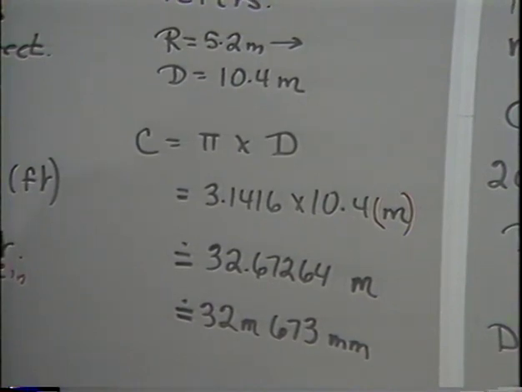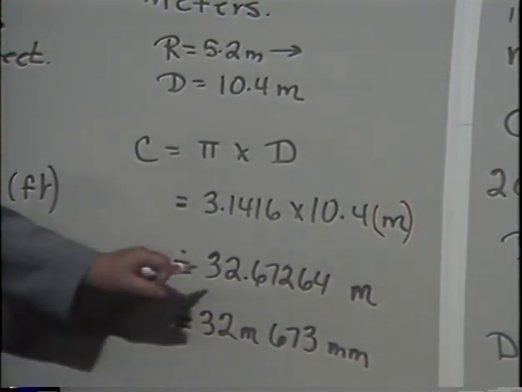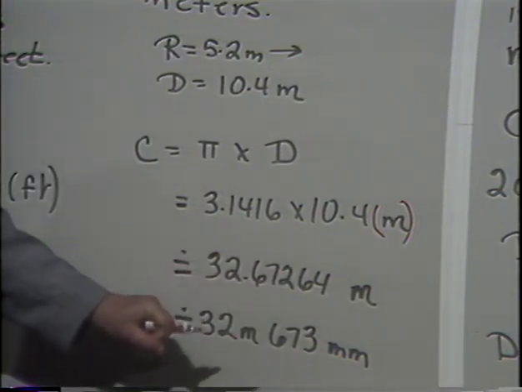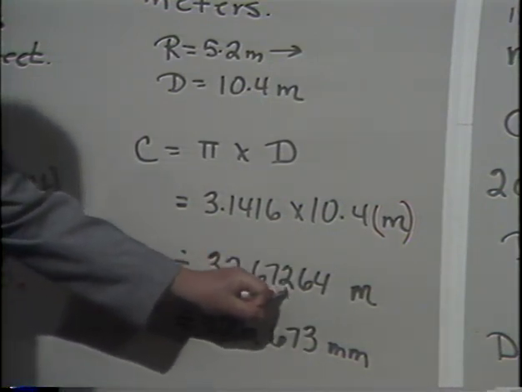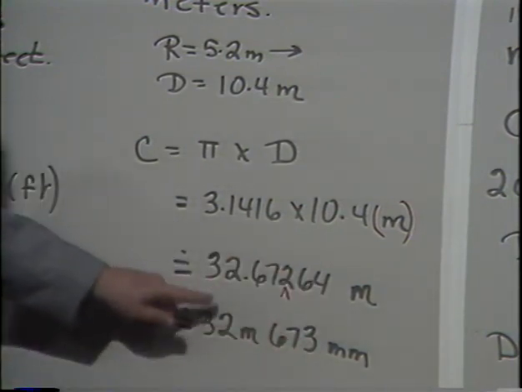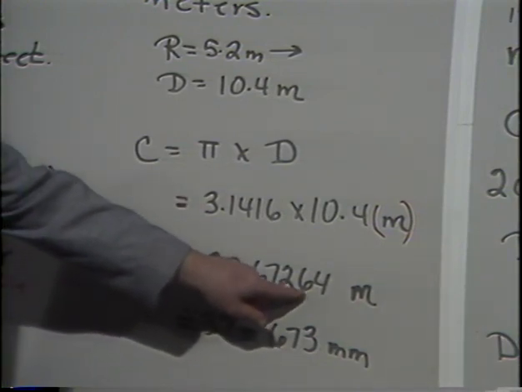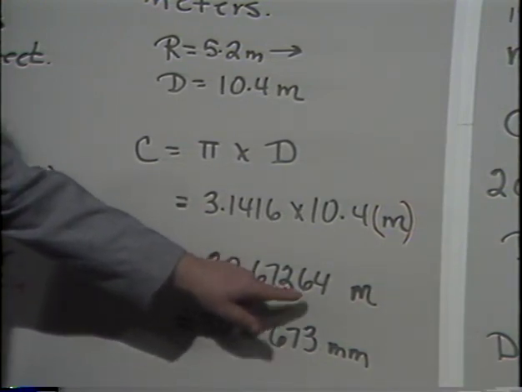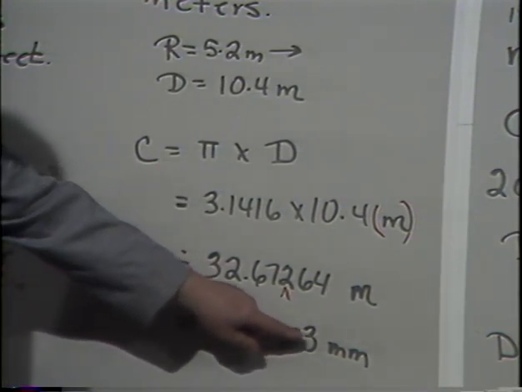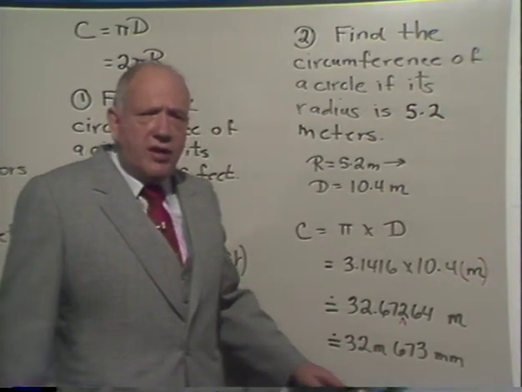Here's the nice thing about the metric system. Suppose I want the answer to the nearest millimeter. Just for the sake of argument, I want the answer to the nearest millimeter. Remember, if these are meters, what's a millimeter? It's a thousandth of a meter. Tenths, hundredths, thousandths. All I have to do to round this off to the nearest millimeter is write down 32 meters, then the millimeters column is over here, the digit to the right is more than 5, so how would I read this? 32 meters, 673 millimeters.